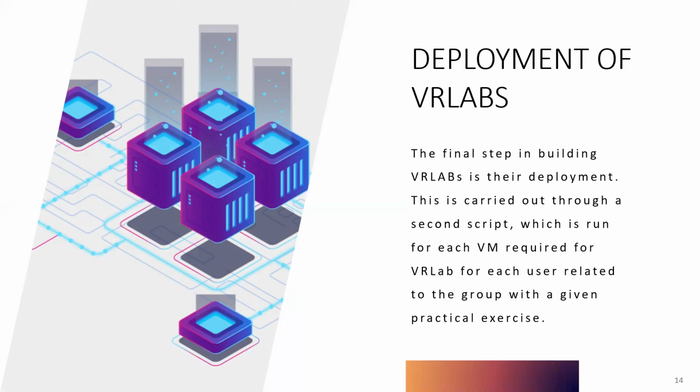For example, Jane Doe and Jane Doe, these two are both different names. Students may belong to group 1, whose practical exercise 3 requires VR labs with 2 virtual machines. In this case, the script will be executed 4 times since 4 virtual machines are required.